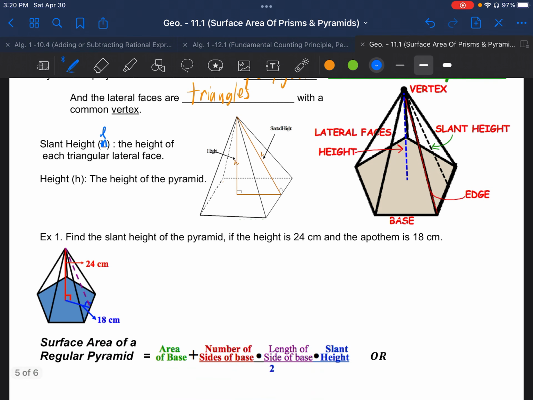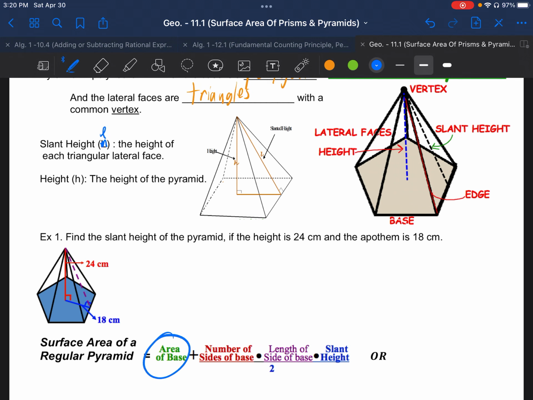Alright, so find the slant height of the pyramid if the height is 24 centimeters and the apothem is 18 centimeters. Well, let's talk about what we need to find the surface area of a regular pyramid. Regular pyramid is just going to mean that the base has all sides congruent, so it's equilateral, equiangular, as well as being convex, just like a regular polygon.